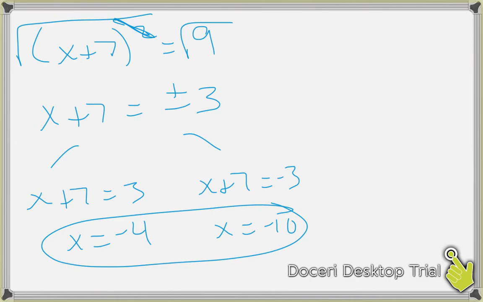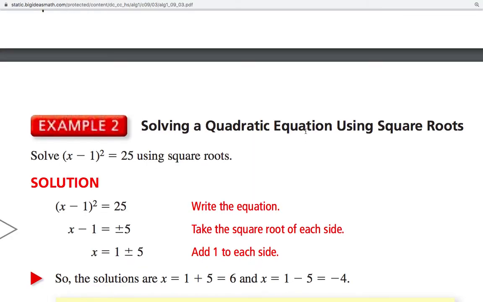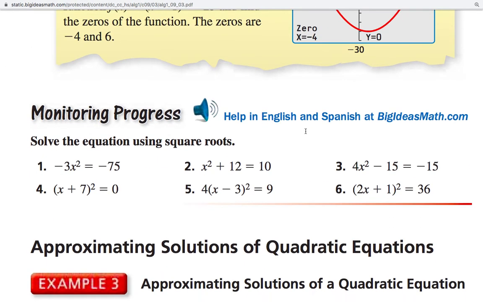All right, so now I think we've got the idea behind it. Now let's look at those equations. Pause it, try them, and come back and we'll talk about what our answers are going to be.